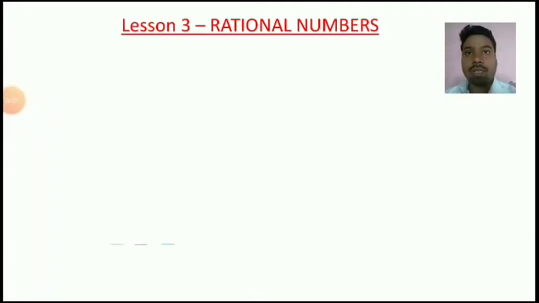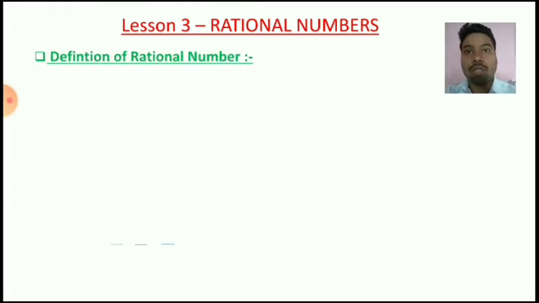Hello students, today we start new lesson number 3, rational numbers. So first we see the definition of rational number. What is the definition of rational number?